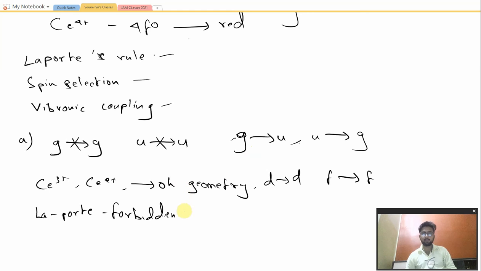So the first explanation says that the contribution of the Laporte's rule would be negligible for both the cases. Therefore, the color arising from the Laporte's rule would not be significant for both the cases. Both of them are Laporte forbidden. Moving on to the next explanation, let us move on to 2, that is spin selection.